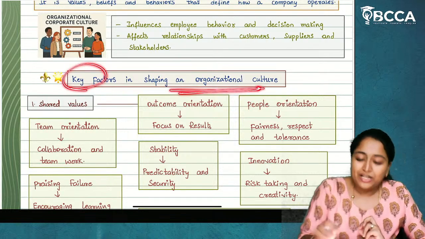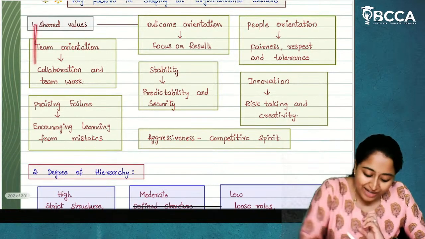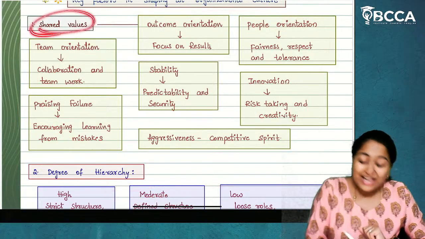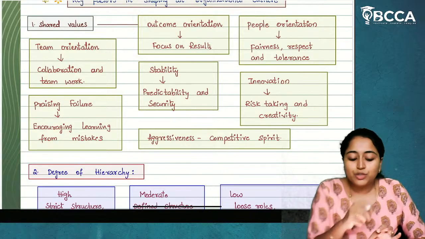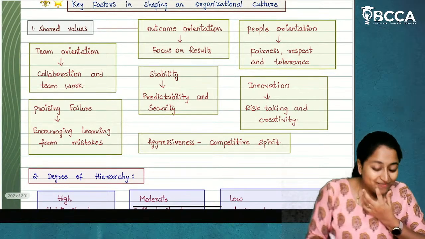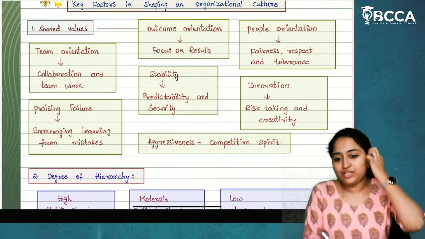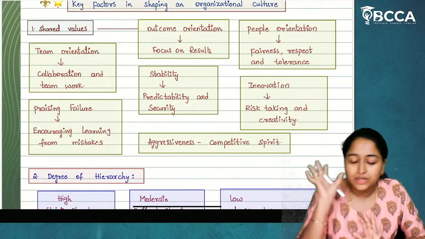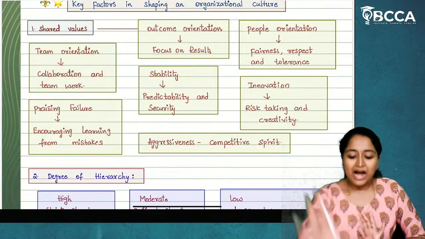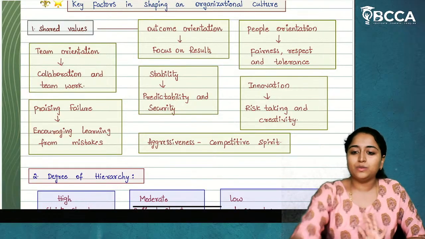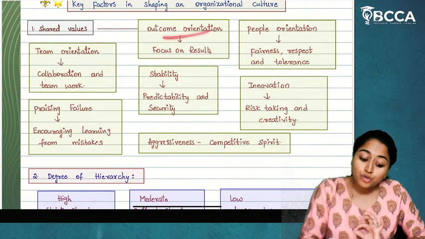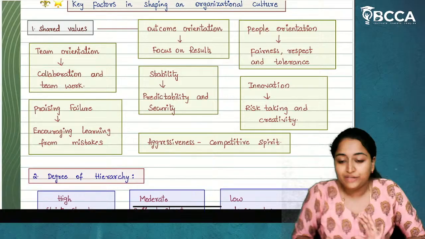Key factors in shaping an organization's culture. So, these are the factors which will shape the organization's culture. First, shared values. Whatever values are there in the organization, based on that also the culture will differ. What are the shared values? First is outcome orientation. How you are doing the work, the organization is not concerned about. They are only focused on the results. I need you to complete the target within this time. How you are going to complete it, I'm not concerned about. So, based on outcome orientation, the culture will differ.